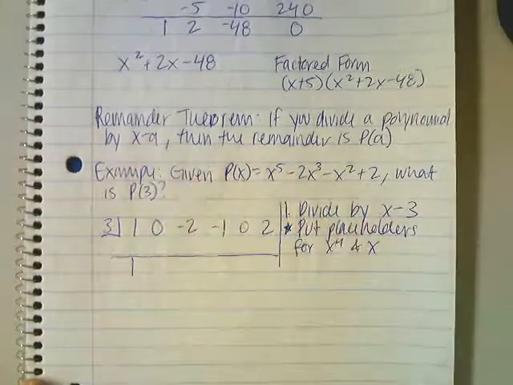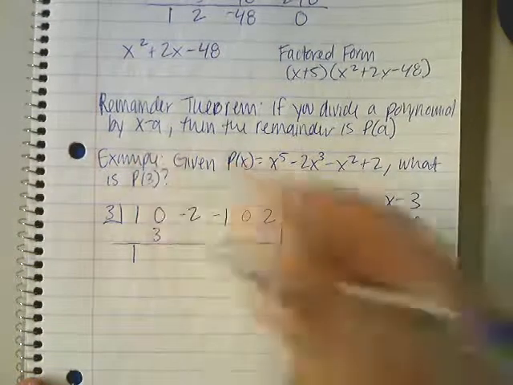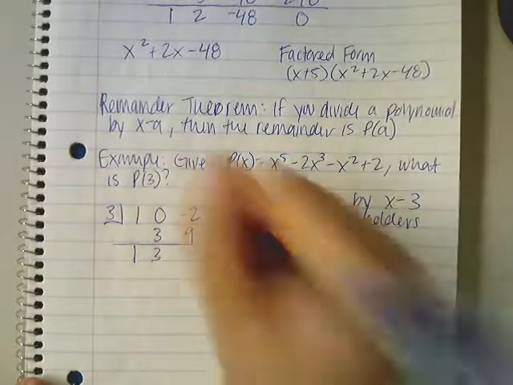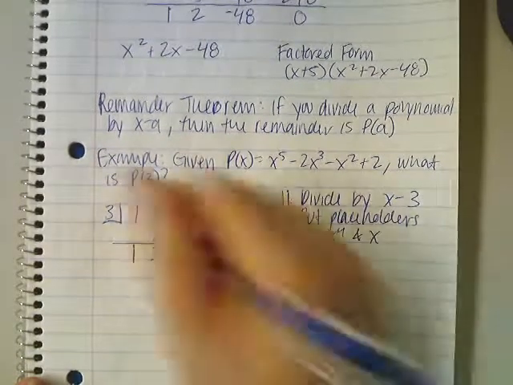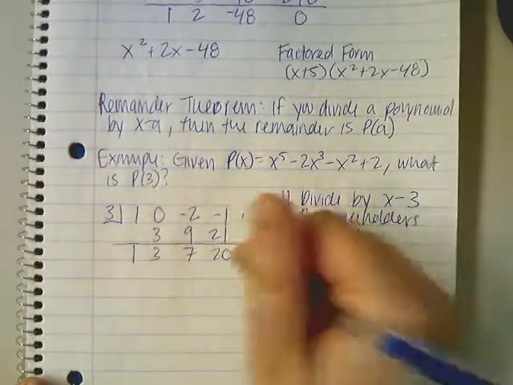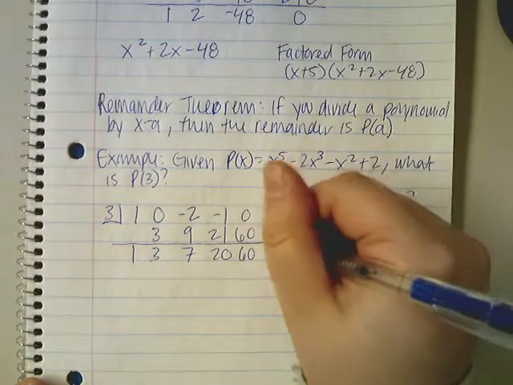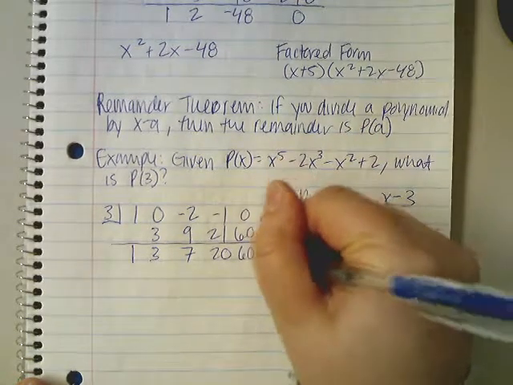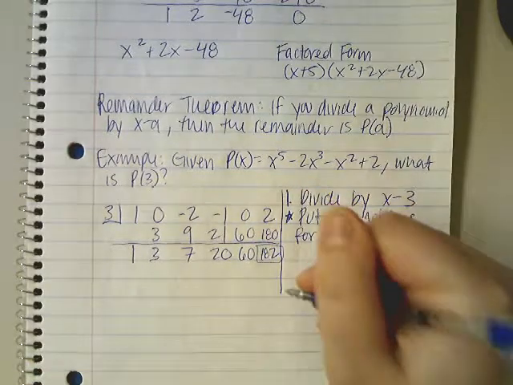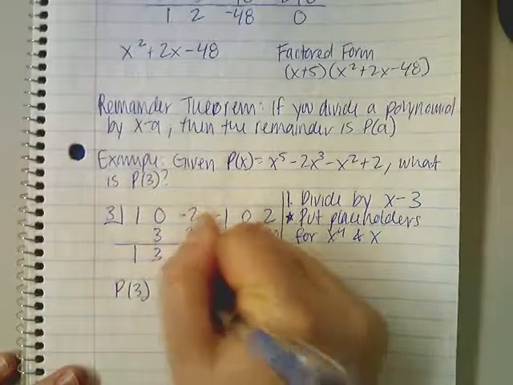Draw my line, put my first coefficient at the bottom, multiply, and I get 3 times 1 is 3. So I get 3 there. 3 times 3 is 9. Add those down, I get 7. 7 times 3 is 21. Add those down, I get 20. 3 times 20 is 60. Add those down, I get 60. And 3 times 60 is 180. Add that down, and I get 182. So my remainder is 182. So that tells me that P of 3 would be equal to 182.